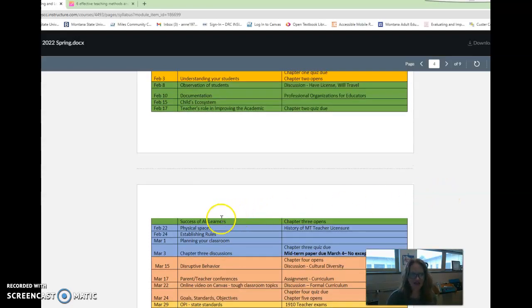So today we're going to talk about success of all learners, like the teacher's role in improving academic success in all learners. What can you do as a teacher to really make sure your students are learning what they're supposed to be learning? Well, that is the million-dollar question, right? How do we know what we're doing is the right thing? How do we know that what we're doing is really helping our students?